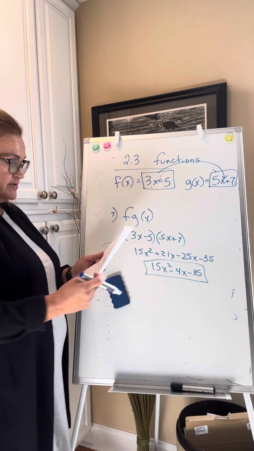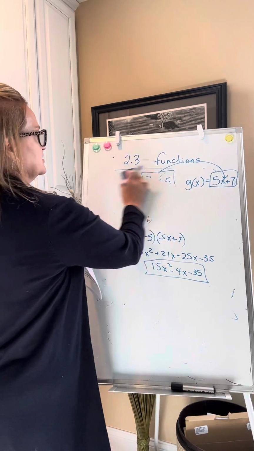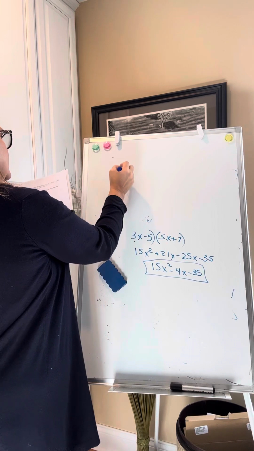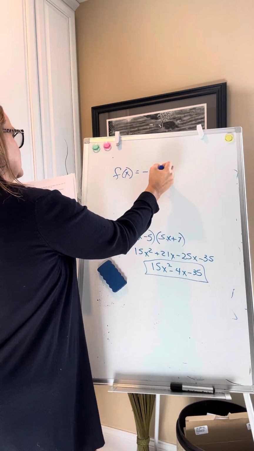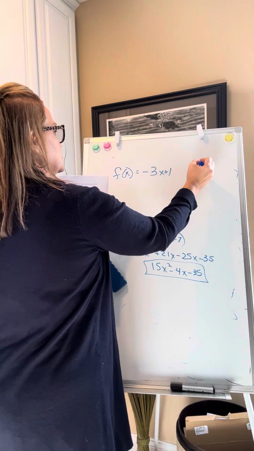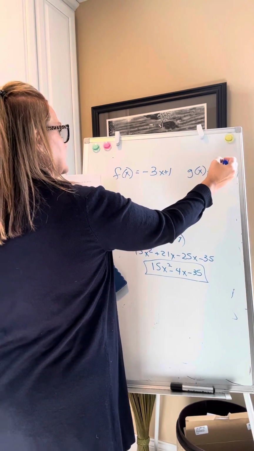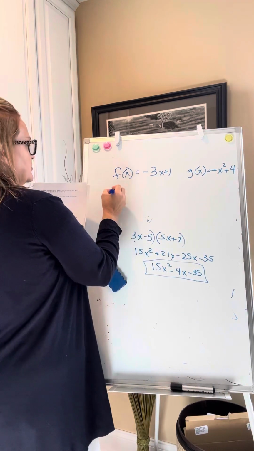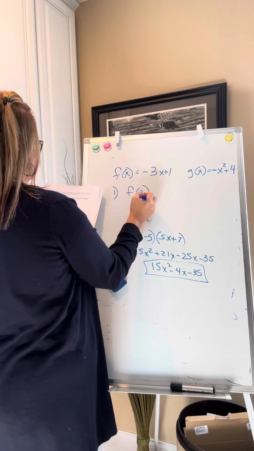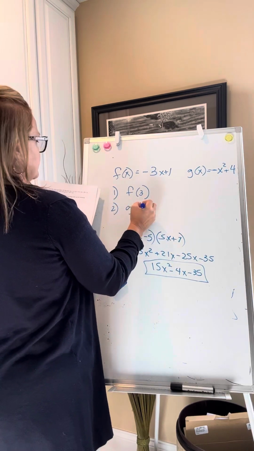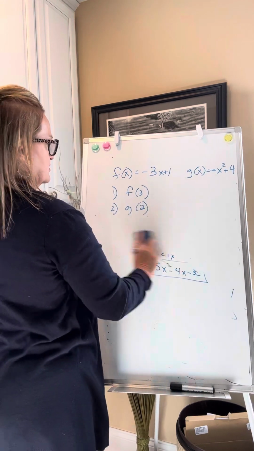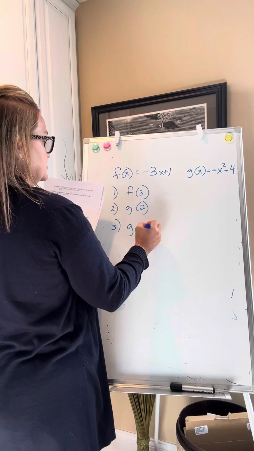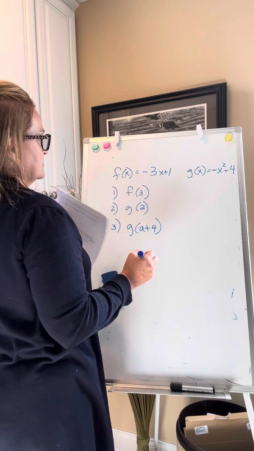All right, let me have you do one more of these with the new functions to practice this. So we've got new functions. F of X is negative 3x plus 1. G of X is negative x squared plus 4. So I would like you to, let's do a couple of these, maybe not all of it. Find F of 3, G of 2, G of a plus 4. So please do pause the video and try a couple of these.